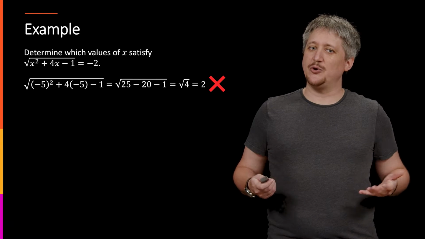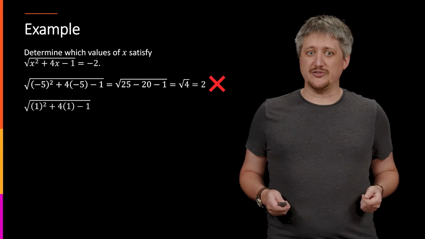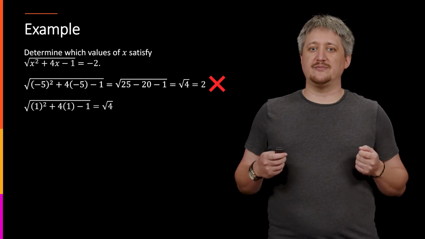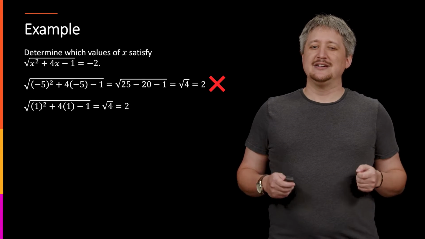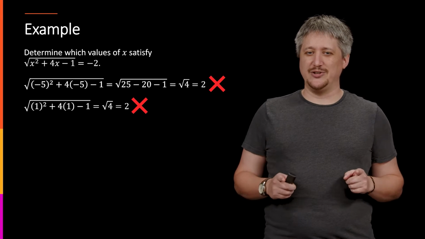So, okay, let's try the other one. We want to try 1. That was the other one we solved. So 1 squared plus 4 times 1 minus 1. So that's the square root of 4, which is 2. Which is still not great.